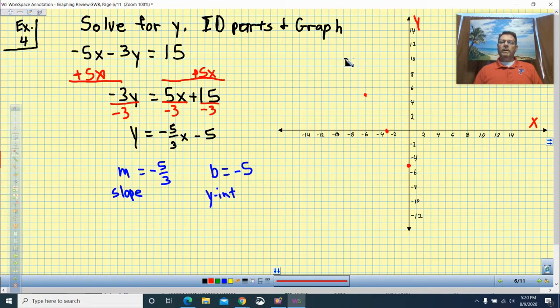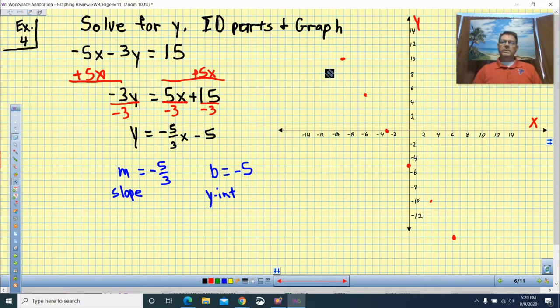3, 4, 5, 3, 3, 4, 5, 3. Okay, that's a bunch of points there. Now I can draw an accurate graph and not just a sketch.